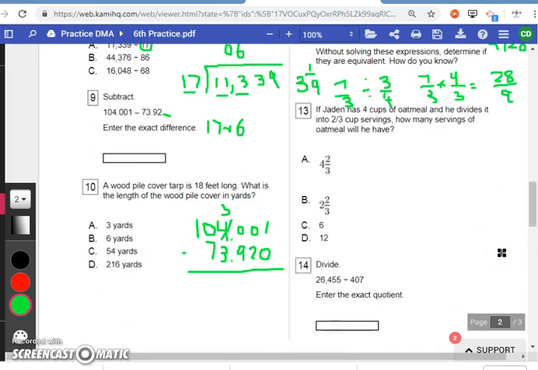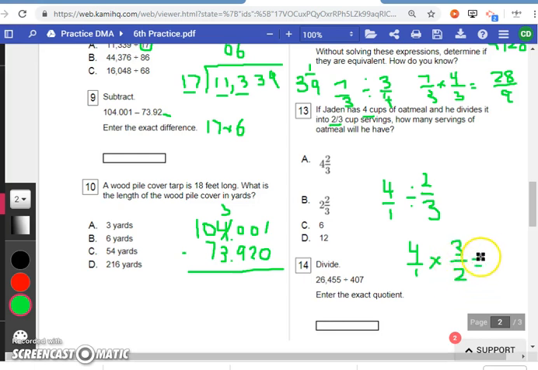Problem number 13, if Jaden has 4 cups, as you can see, I'm underlining all the important information. So 4 cups of oatmeal, he divides it by 2/3. So 4/1 is how you would write a whole number as a fraction, and then we are dividing this by 2/3. So we're not done, because now what we need to do is multiply by the reciprocal of 2/3. So multiply by, and that's 3/2.